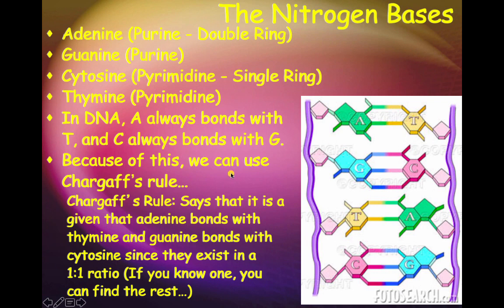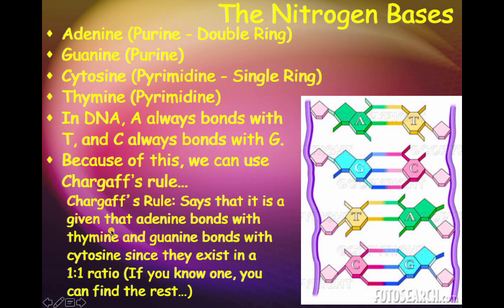So because of those bonding requirements, we can always figure out how many bases are in a person's DNA if we just know one of them. This is known as Chargaff's rule. Chargaff's rule says that if you know one of the bases, you can figure out the rest.